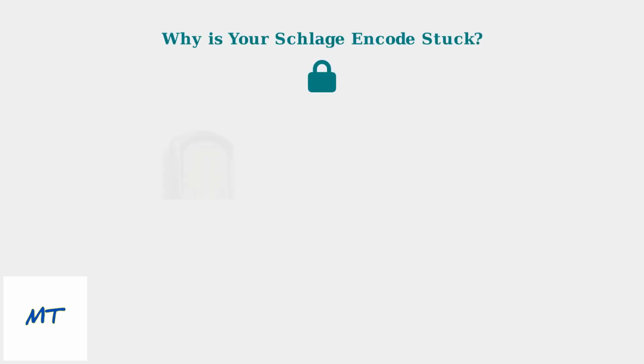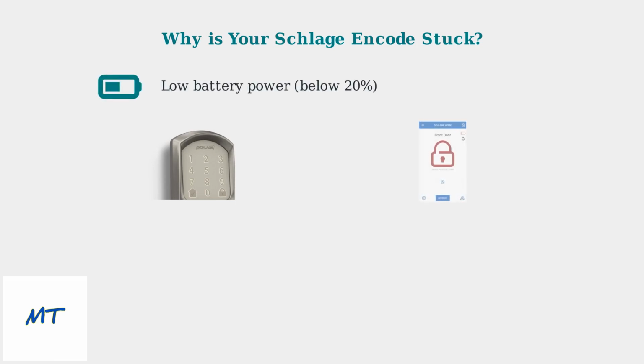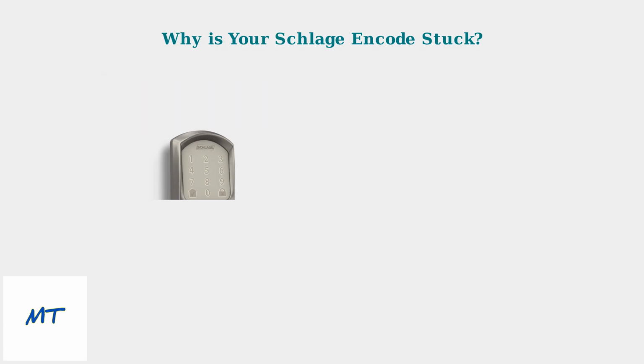Schlage Encode Deadbolts can get stuck for several key reasons. Let's examine the main causes. First, low battery power below 20% can force the lock into manual mode, causing misalignment and jamming. Second, firmware glitches can prevent proper app synchronization, leading to unresponsive states. Third, physical obstructions or misalignment with the strike plate can add resistance, preventing the motor from retracting the bolt.